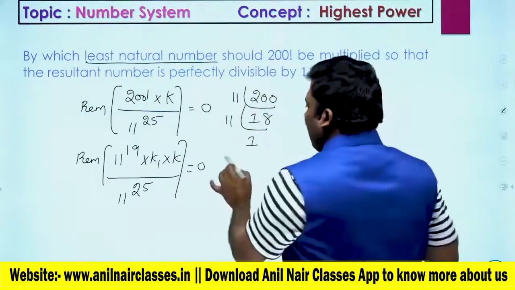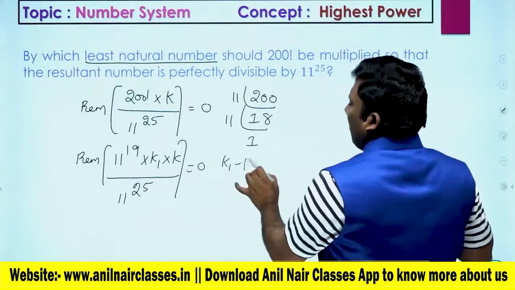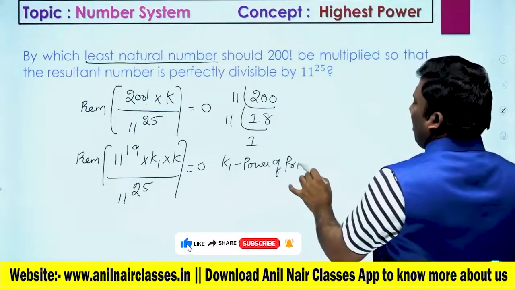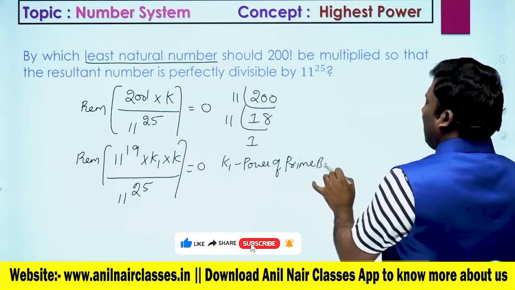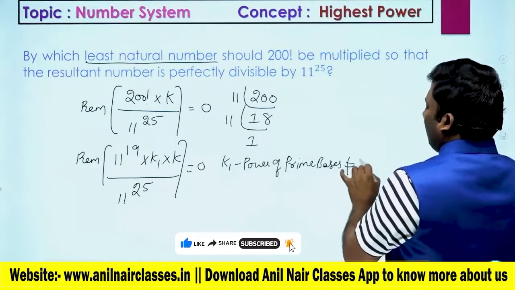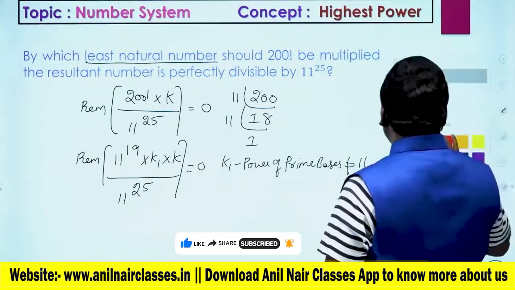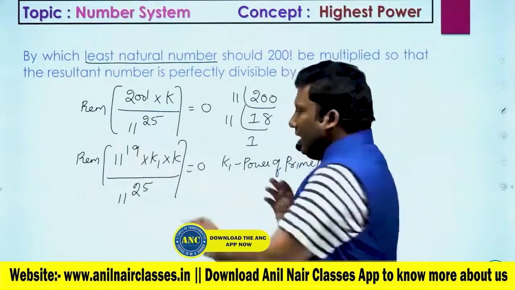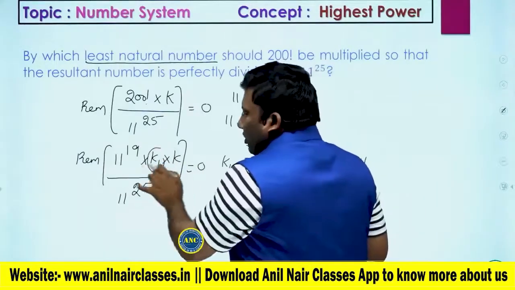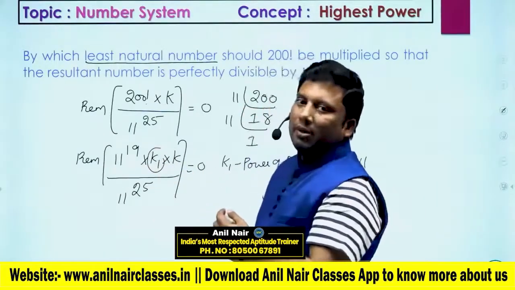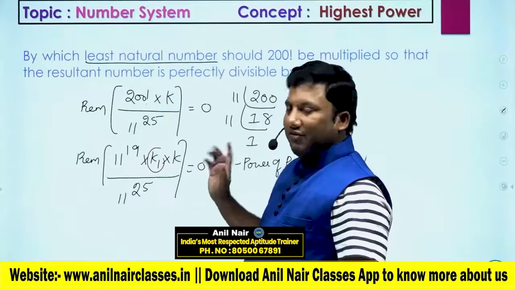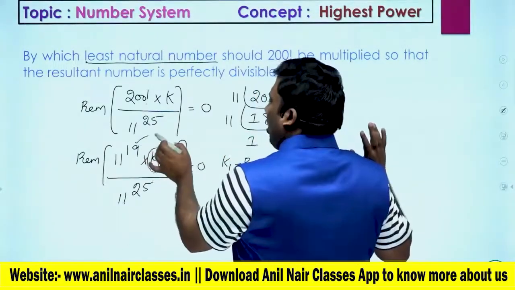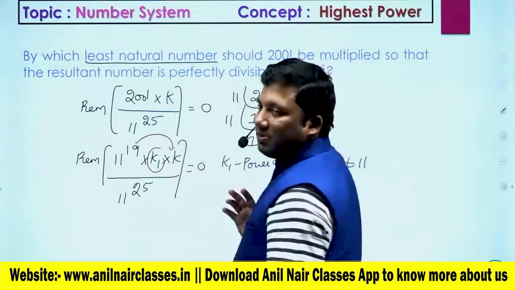What is k1? K1 is the power of prime bases other than 11. So it is 11 power 19 times k1, where k1 is other than 11. The numerator should be divisible by 11 power 25. Already 11 power 19 is present.